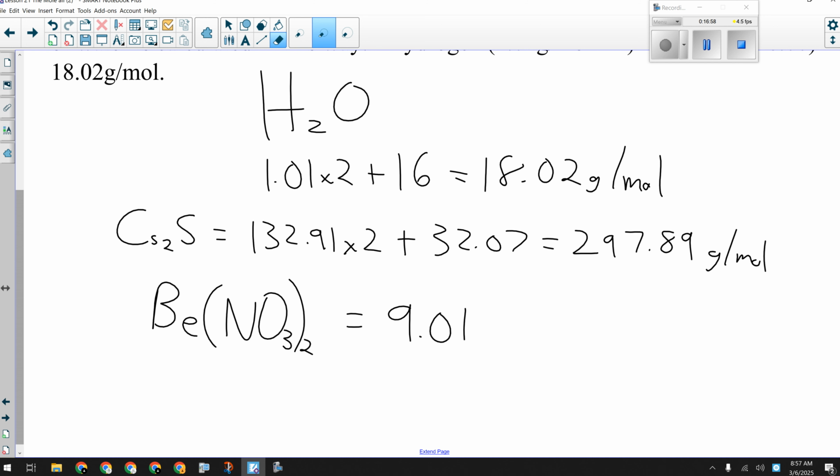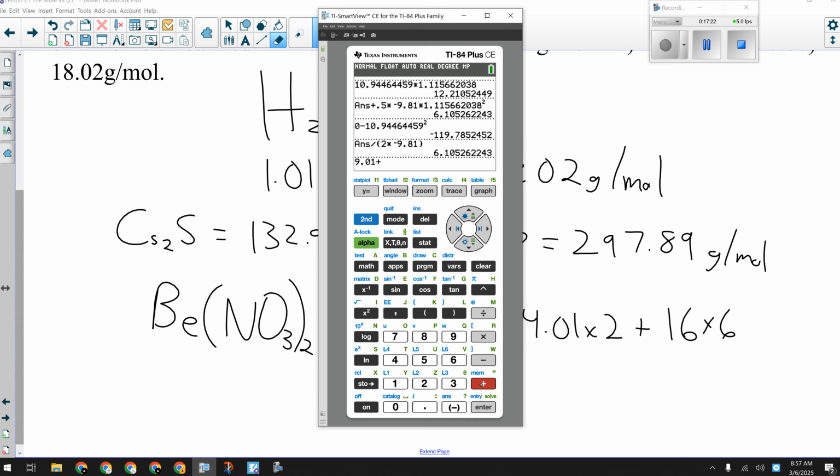How many nitrogens in this compound? Two, because nitrate is in brackets and it says there are two of them. So I would add on to that 14.01 times 2. How many oxygens? 6, since 3 times 2 is 6. So I'm going to add on to that 16 times 6. We'll have 9.01 plus 14.01 times 2 plus 16 times 6. So we are looking at 133.03 grams per mole.